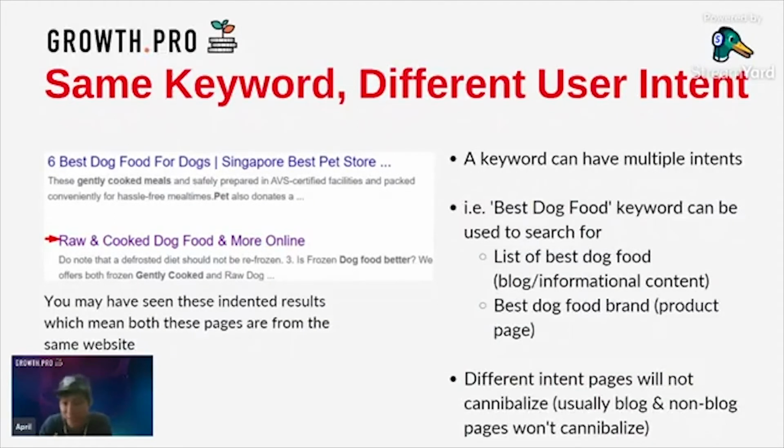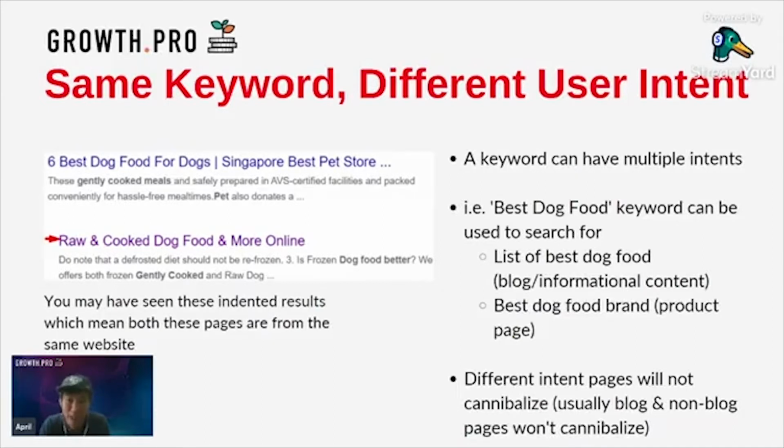If the same keyword can have multiple user intent or different user intent, we do not consider them as keyword cannibalization. Okay, so a keyword can actually have multiple intents. One example here would be, say, the keyword best dog food. This particular keyword can be used to search for a list of best dog food. So this can potentially be a blog article or an informational content on your website. Or people may just be searching for the best dog food brand, which can be your homepage, your product page, and all that. So these two potential different contents, right?